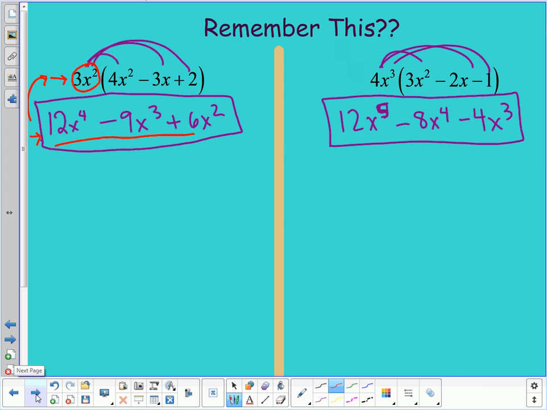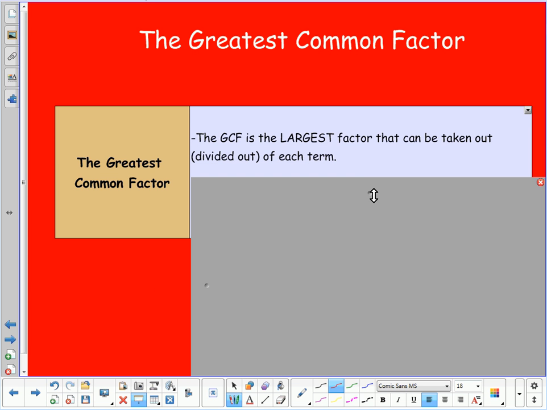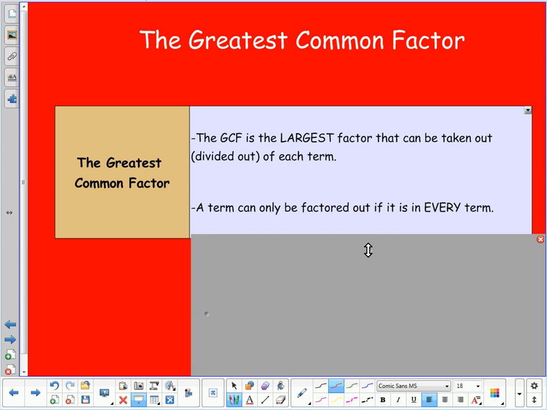So let's just talk about what that means. The greatest common factor is the largest factor that can be taken out or divided out of each term in a polynomial. So it has to be able to be divided out of each term in the polynomial. You can't take it out unless it's out of every term. So a term can only be factored out if it's in every term to begin with. That's what makes it common. That's the C of GCF. It has to be in common between all of the terms.